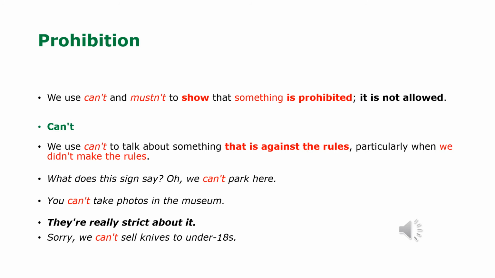For example, what does this sign say? Oh, we can't park here. You can't take photos in the museum. You can't use your phone at classes. They are really strict about it. Okay? So, sorry, we can't sell knives to under 18 years. We can't sell cigarettes to under 20 years old people. Okay?